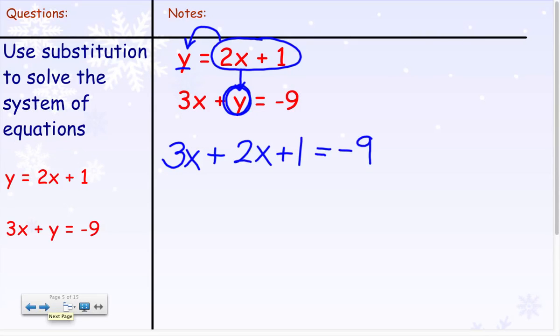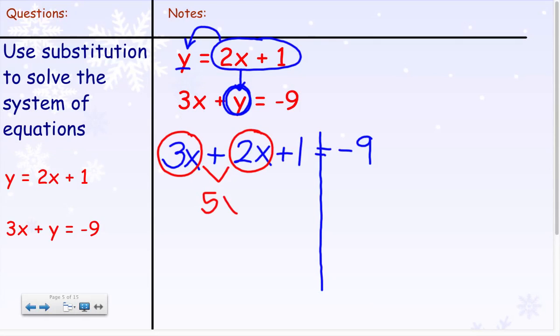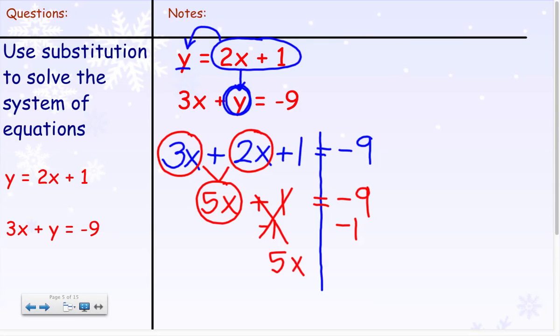equals negative 9. Now I know I did this correctly if I only have one variable, which I do, I just have x. The y is gone. 3x and 2x make 5x. And then it's just couple and third wheel. So subtract 1 on both sides. Negative 9 and negative 1 make negative 10. Divide both sides by 5. And I have x equals negative 2.